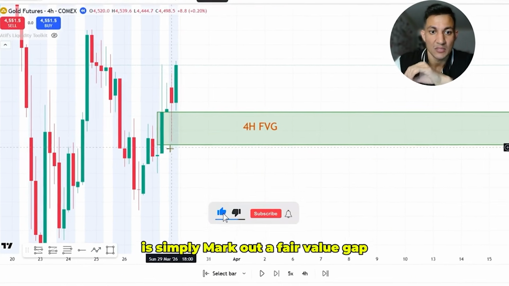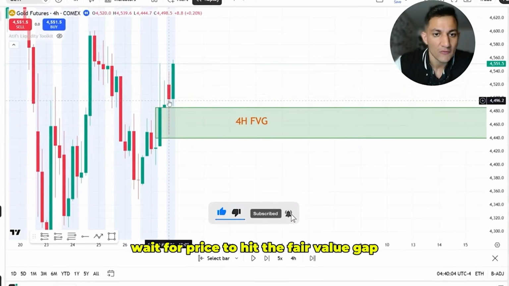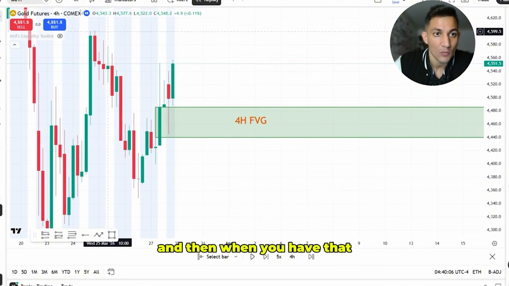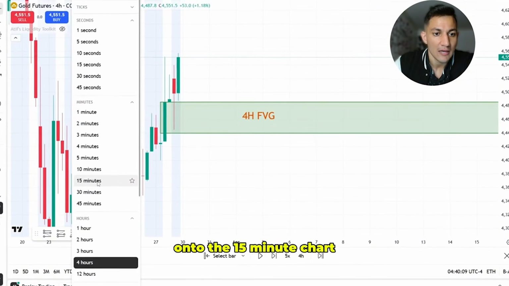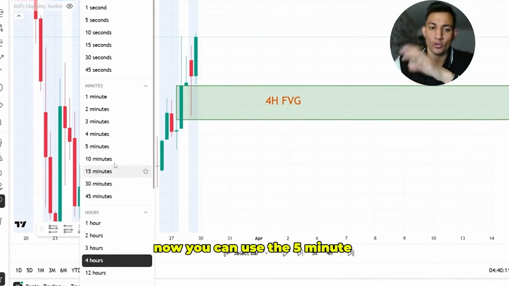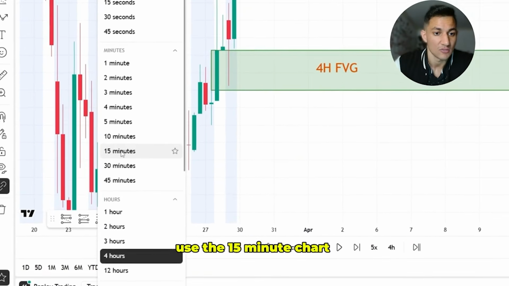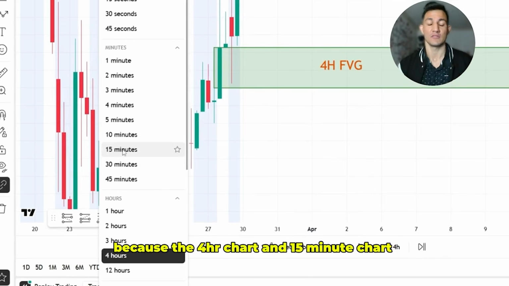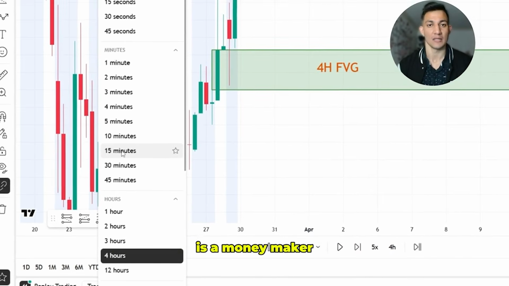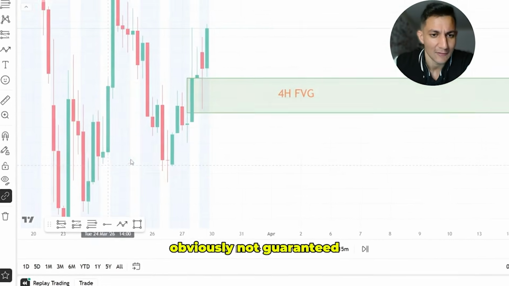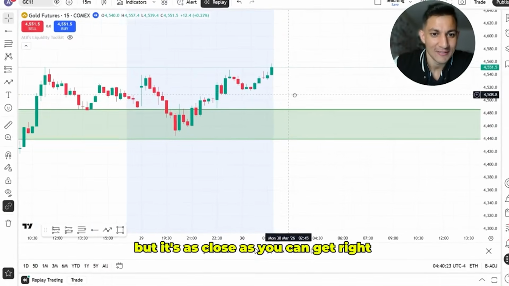All you need to do is simply mark out a fair value gap, wait for price to hit the fair value gap, and then when you have that, you simply go down onto the 15-minute chart. Now, you can use the 5-minute or 1-minute chart, but the traders who get the best results use the 15-minute chart, because the 4-hour chart and 15-minute chart is a money maker. It's an absolute money maker. Obviously not guaranteed, but it's as close as you can get in trading.